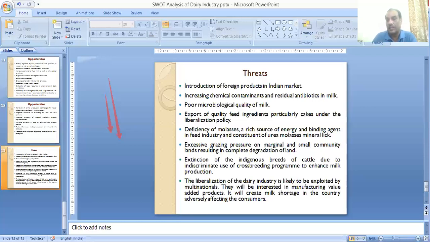The liberalization of the dairy industry is likely to be exploited by multinationals. Here we should be very cautious, very competitive, and have quality concerns so that we can stand in front of the multinational companies. We can produce products of global standards which have high demand in the market. So these are the threats. So we have discussed the SWOT analysis of the dairy industry today. And the time is over, time is running out.